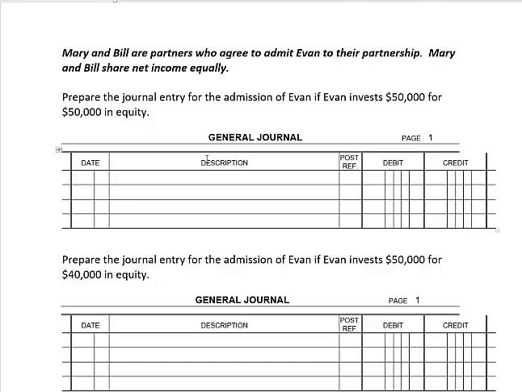So in order to get into the partnership, Evan is simply putting in cash of $50,000 and he will receive partnership equity of $50,000.